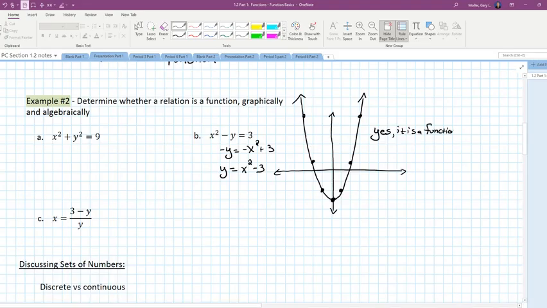And if you wanted to provide evidence, like how are you guessing, why do we know it's a function? We could say, yes, it's a function because it passes the vertical line test.